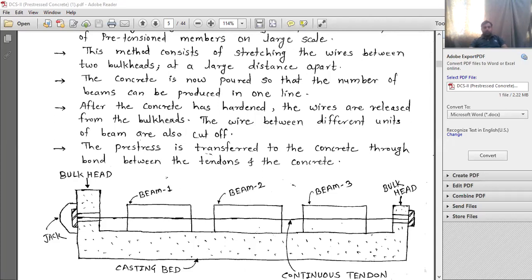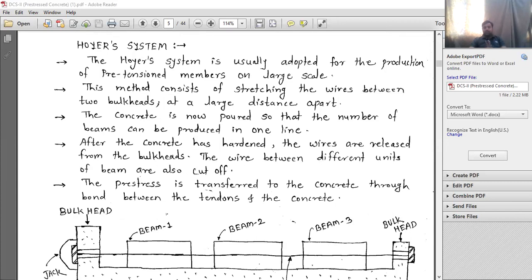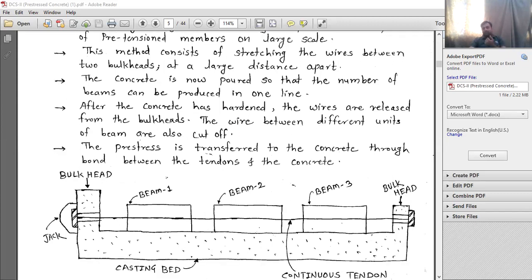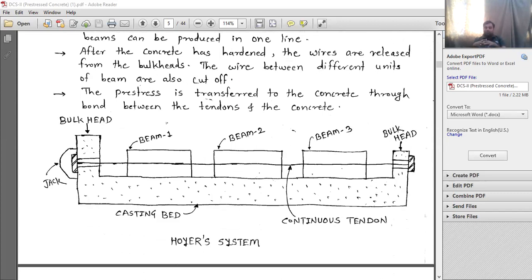Okay. The concrete is now poured so that a number of beams can be produced in one line. Okay. So the formwork is laid out. Here I have shown in the diagram that three beams are cast at a time. So in the first point, they have mentioned that this method is adopted when you have to do pre-tensioning on a large scale. Large scale means more than one beam you can cast at a time.